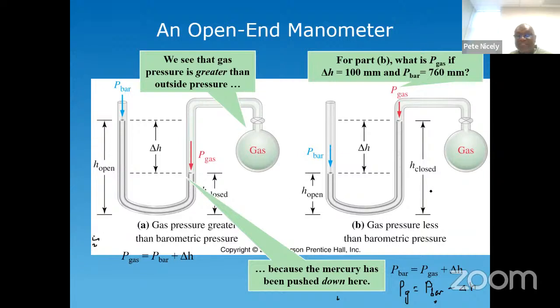Let me put that right here. So the pressure of the gas in this case would be equal to P bar, which is 760 millimeter mercury, minus 100 millimeter mercury. So that would be equal to 660 millimeter mercury, and that's it. All right. So that's basically how the open-end manometer works.